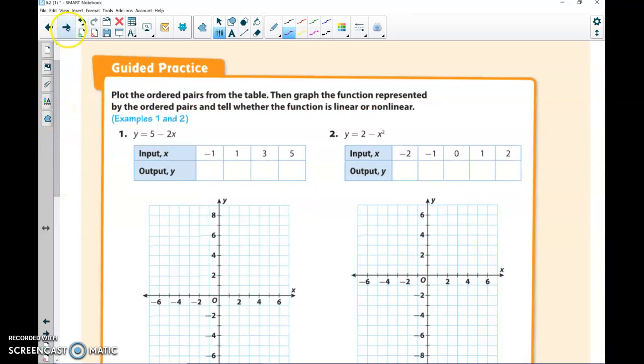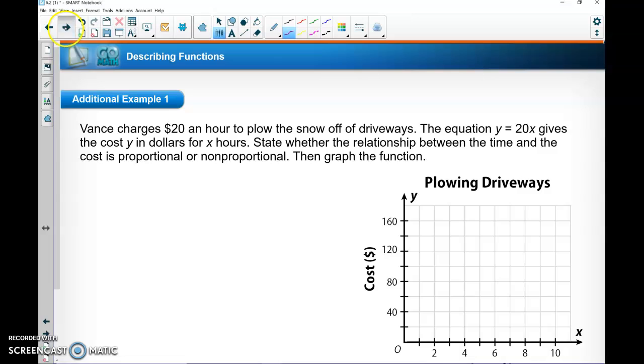So I'm going to go through some more examples. Then we'll go back and talk about your homework here in a second. So a van charges $20 an hour to plow the snow off driveways. The equation y equals 20x gives the cost in y dollars.